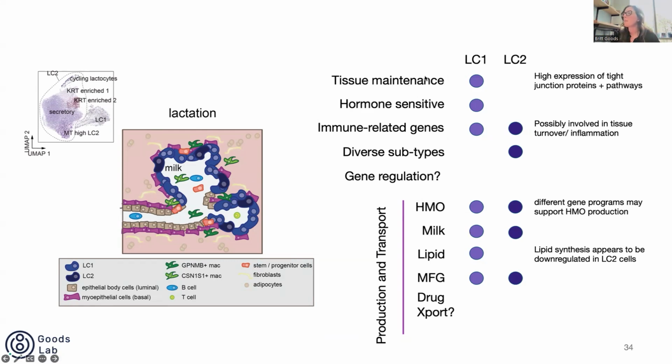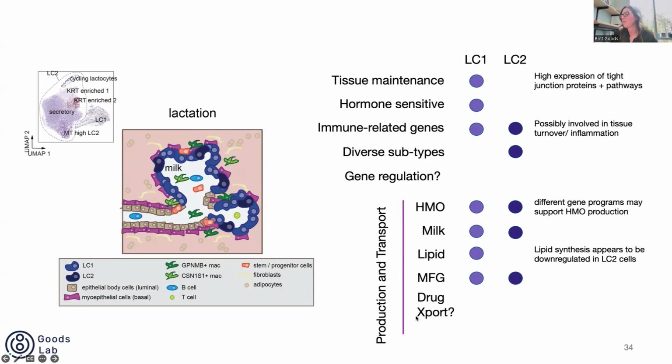And so based on our data so far, LC1s appear to be more important for tissue maintenance, or at least are expressing pathways and genes related to tissue maintenance, like tight junction proteins and pathways. They are also hormone sensitive. LC2s and LC1s express immune-related genes possibly involved in tissue turnover or inflammation. LC2s are our population of epithelial cells, lactocytes, that appear to have more diversity. And so that's what I'm showing over here in this image. Gene regulation, I'll fill that in the next section of this talk.